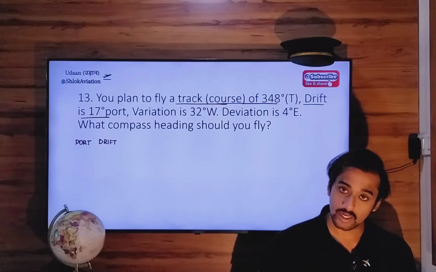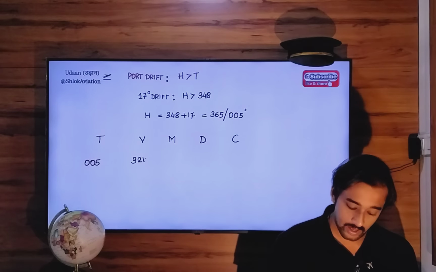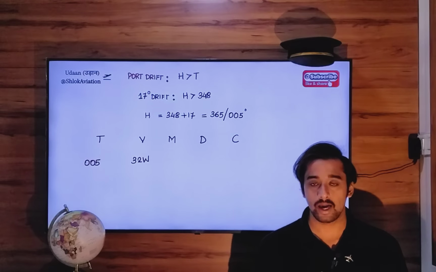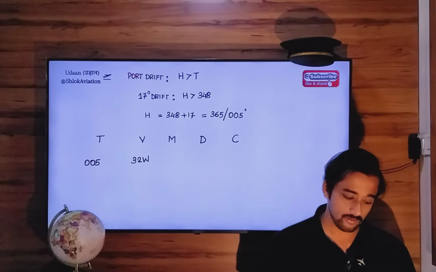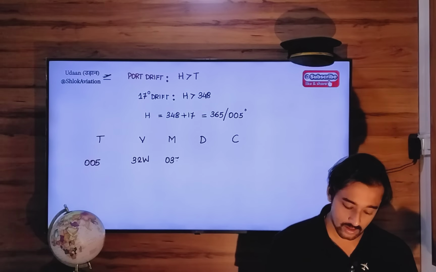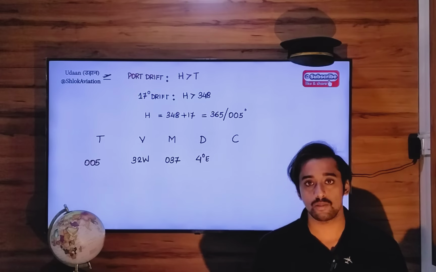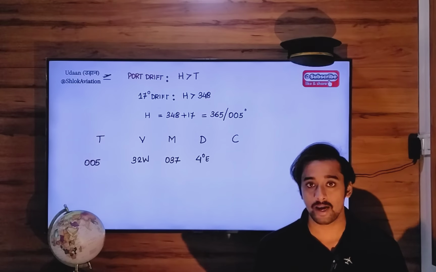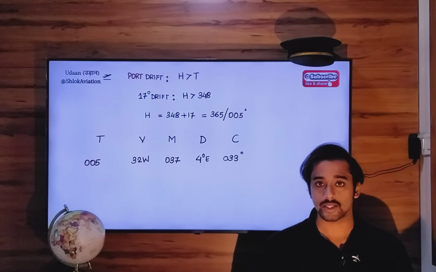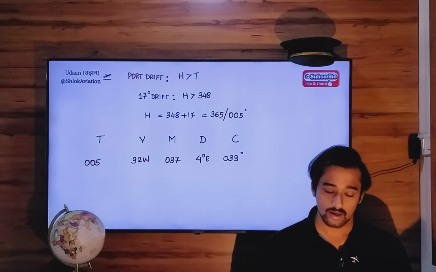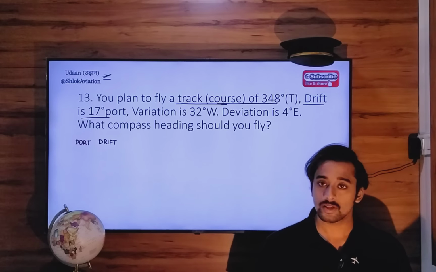Variation is 32 west. Now with variation west, magnetic will be best, meaning magnetic direction will be more than true direction. So 32 plus 5 is 37, so 037. Deviation is 4 east. Deviation east, compass will be least, meaning compass direction is less than magnetic direction. So 37 minus 4 is 033 degrees. Okay, so this is your final answer. Compass heading is 033. So select the option which has this value, 033.